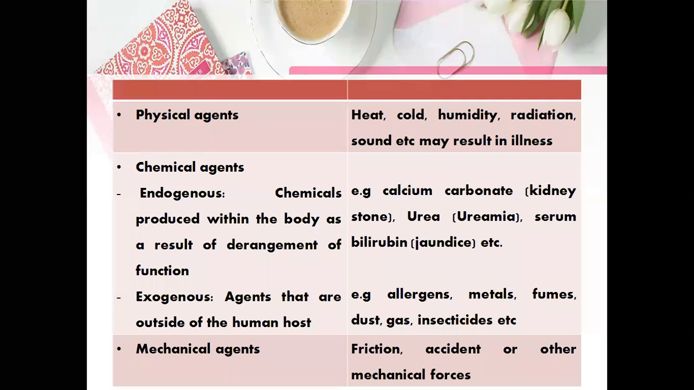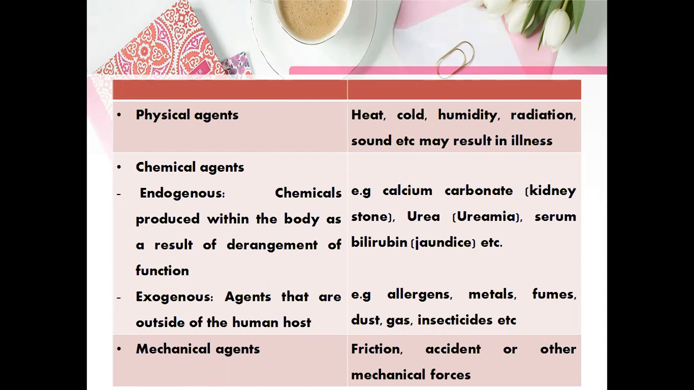So the next is the physical agent. A physical example is heat. Extreme heat can cause heat cramps. We can lose a lot through sweating, and because of that we might dehydrate. Excessive cold can also cause a disease. Humidity, radiation, sound. Excessive sound also: if you are listening to excessive sound, then you might have hearing problems. Yes or no? So all these agents come under the physical agent.